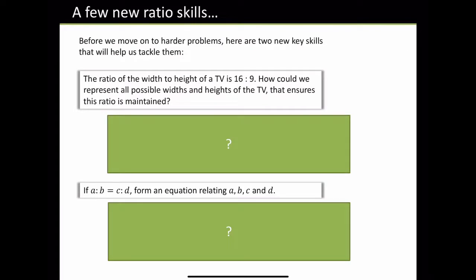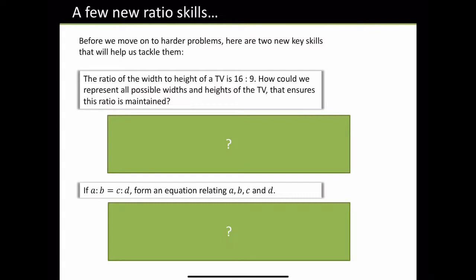Continuing, before we move to harder problems, we've got 2 new key skills that we need to use to tackle these questions. This question is written horribly, but I want you to think about it. The ratio of the width to the height of the TV is 16 to 9. How could we represent all possible widths and heights of the TV in order to ensure that the ratio remains unchanged? So what does that mean?